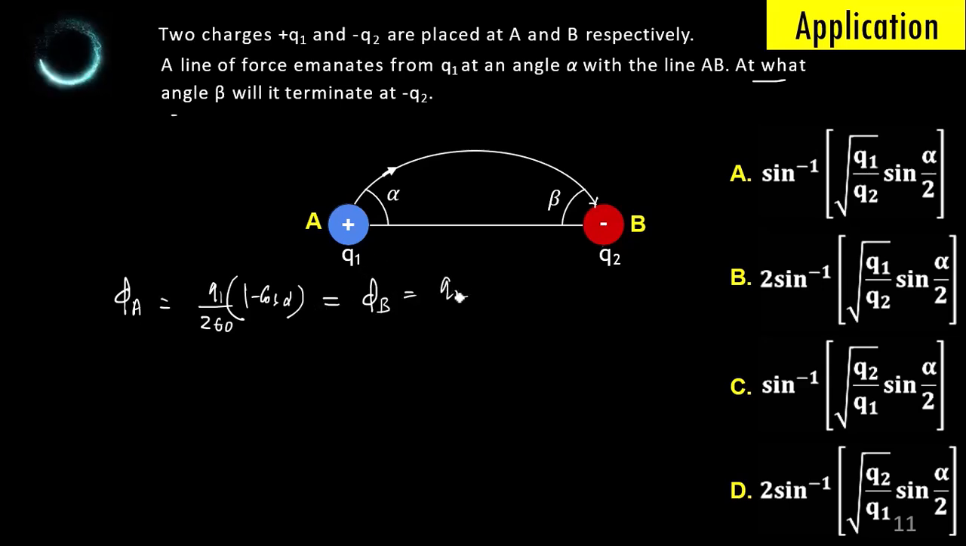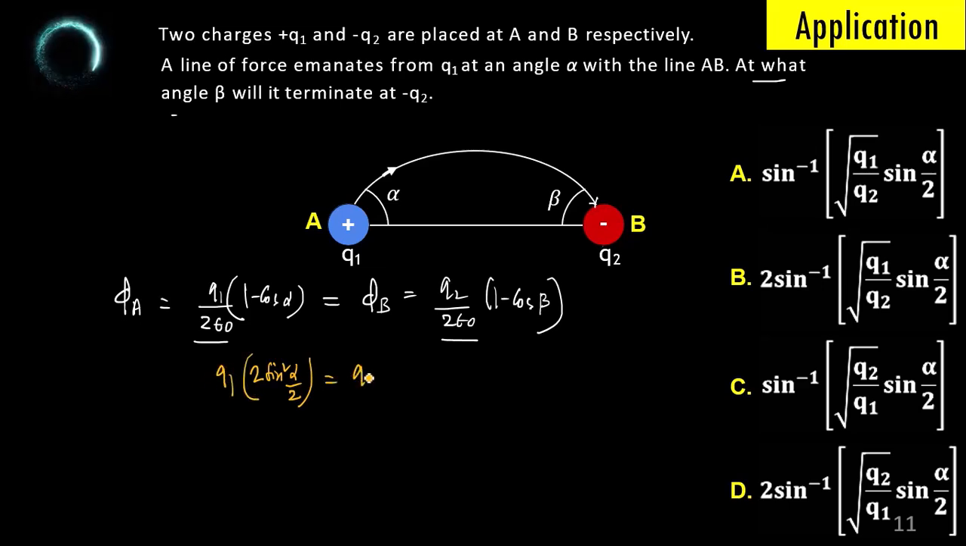That is equal to Q2 by 2 epsilon naught into 1 minus cos beta. So ultimately this 2 epsilon naught will cancel out, so I am left with 1 minus cos alpha. 1 minus cos alpha is 2 sine square alpha by 2, into Q1, should be equal to Q2 into 2 sine square beta by 2. So 2 cancels out, and I am left with sine square beta by 2 that should be equal to Q1 by Q2 into sine square alpha by 2.